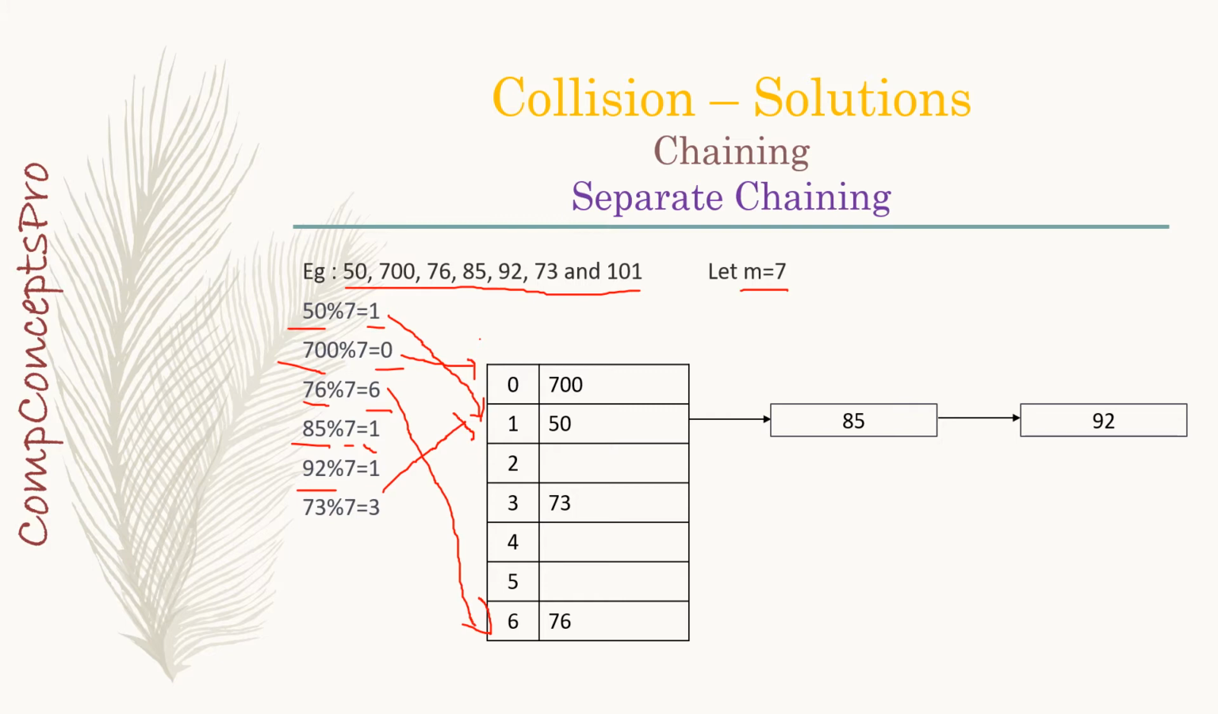Next key is 73. 73 mod 7 will give us 3. So 73 will be stored at the index position 3. Next is 101, which will again generate the hash code 3. So 101 will also be stored in a node of a linked list attached to this slot of the hash table.